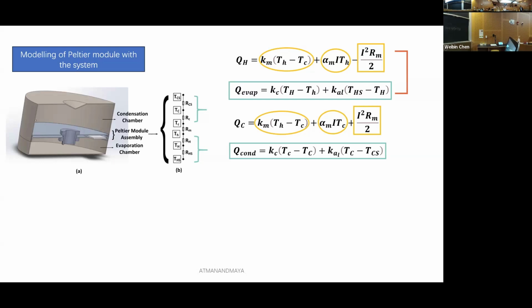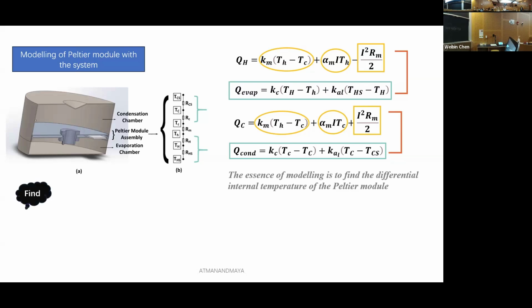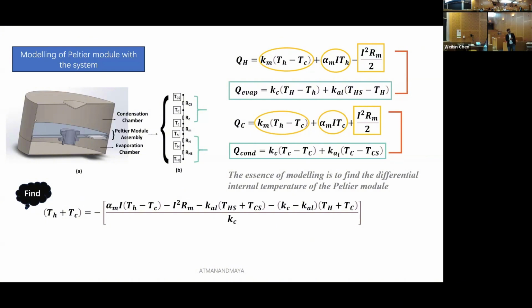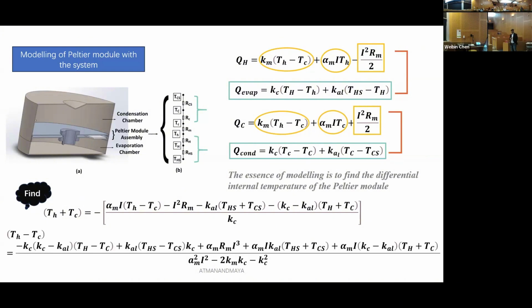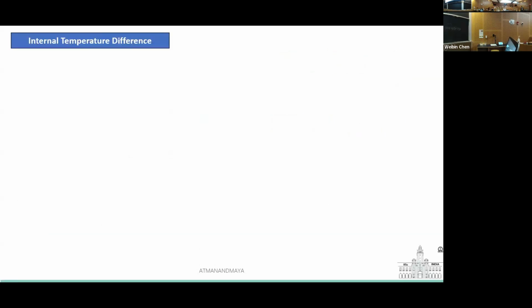But the thing is, these two equations and these two equations are equal. Now, the essence of modeling is to find the difference in temperature of the Peltier module. How do we find it? If you add and subtract these equations, you'll get TH plus TC and TH minus TC. And if you add them again, we can get the TH and TC parts.